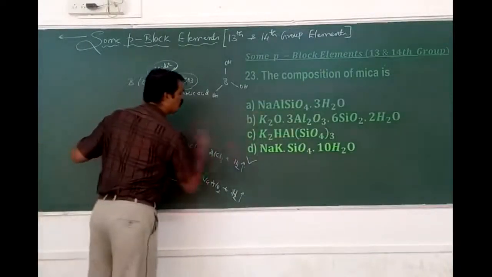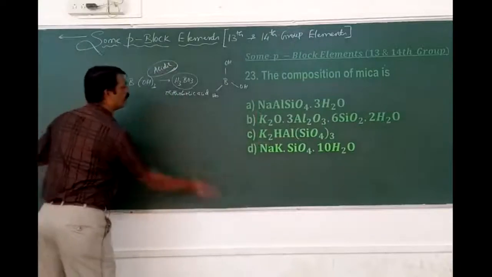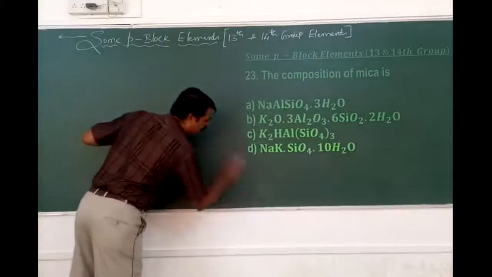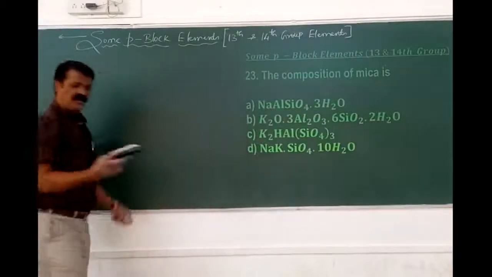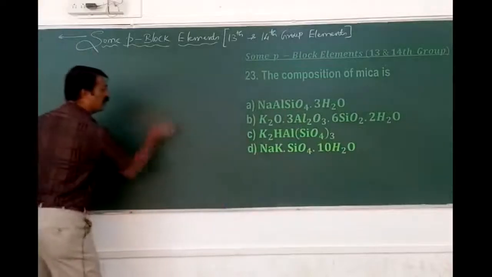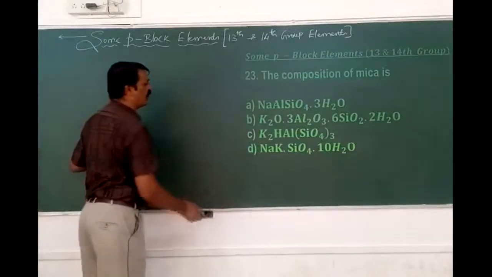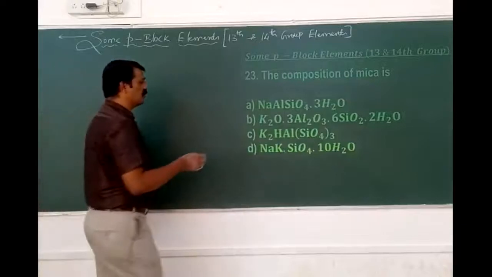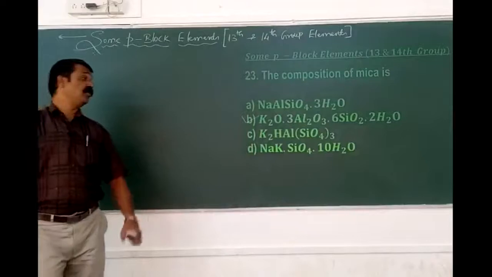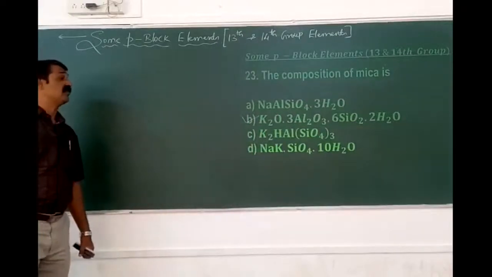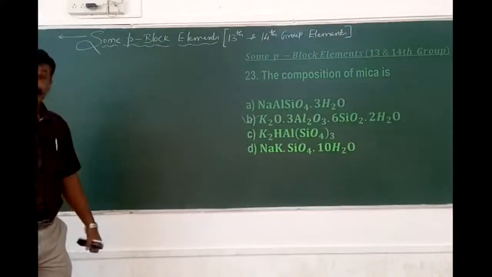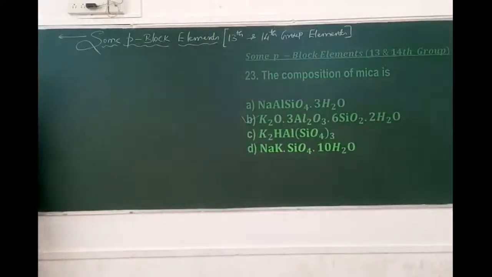The composition of which one? Mica is a silicate of both potassium and aluminum. That's it. The silicate of both which and which? Potassium and aluminum is considered to be what? The mica. So here we have potassium along with aluminum silicate. Therefore, it is in the form of this. The composition you have to remember: K2O.3Al2O3.6SiO2.2H2O is called what? The composition with respect to mica. Okay. Let's move on to the 24th.